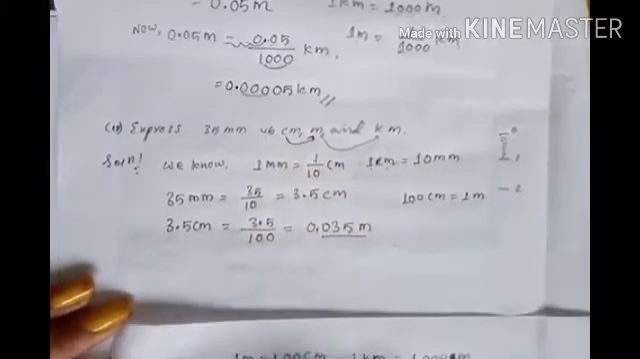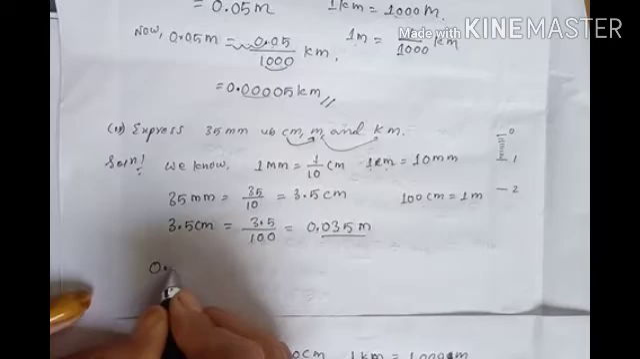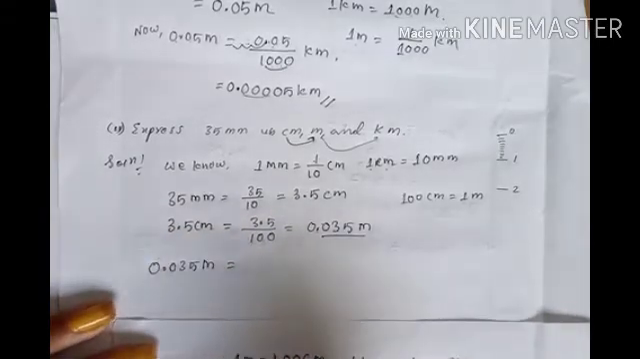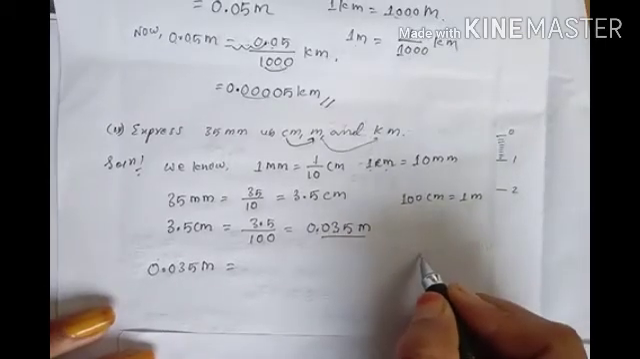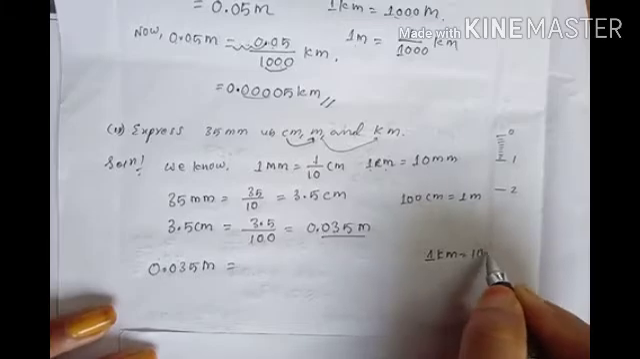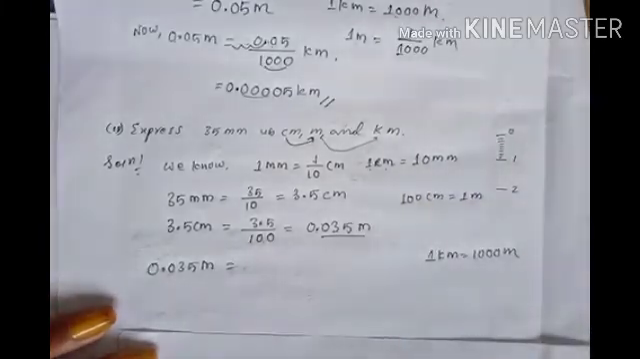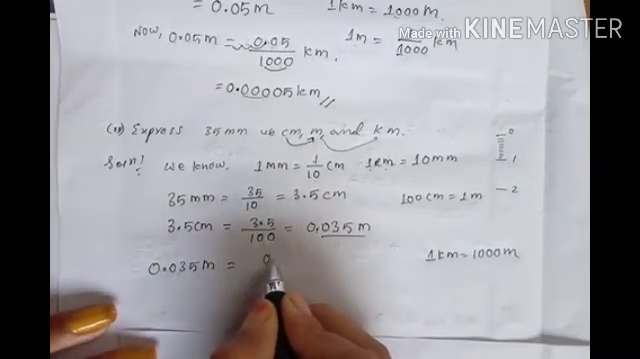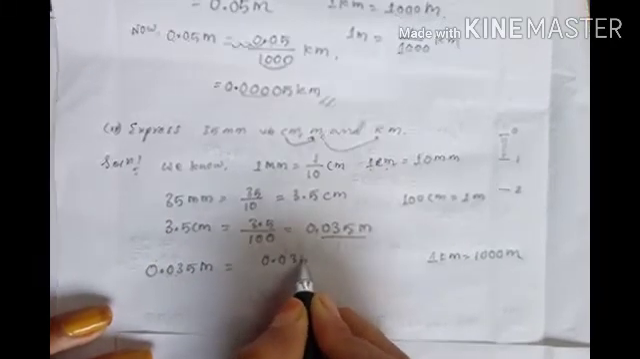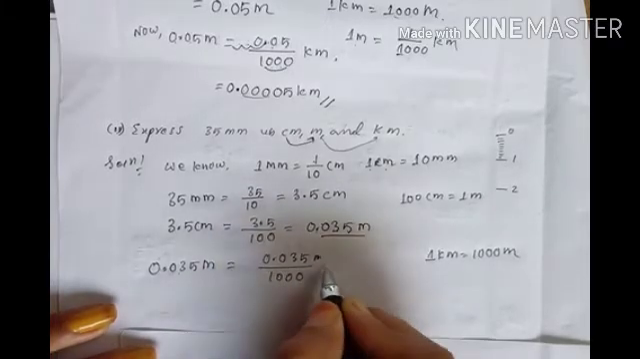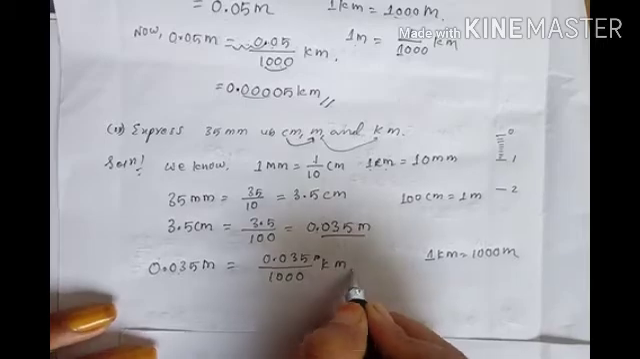Kilometer. So how will you convert? Now, 0.035 meter, you have to convert this into kilometer. So we know their relation. What is their relation? 1 kilometer is equal to 1000 meters, isn't it? So when you convert this to kilometer, what will you do? You will divide by 1000. Then this will become kilometer.